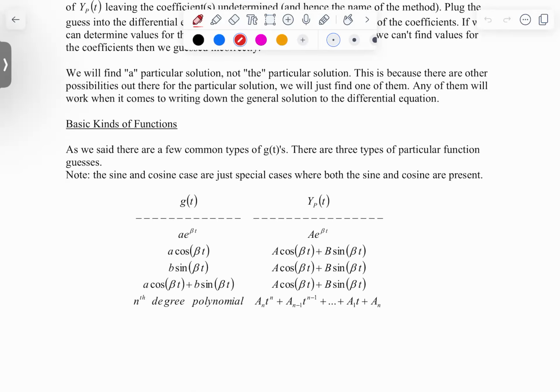So based on particular g of t's, there are really just 3 cases: exponential function, sine and cosine, and a polynomial. Is that most functions? That's a lot of them. That's got to be a high percentage. So we'll create a general equation, and then we'll solve for these constants. Solving for the constants is not fun, but creating the functions ends up being a lot of fun.